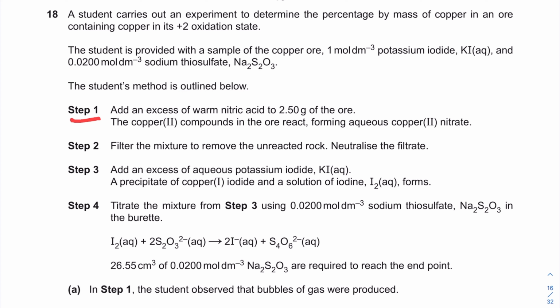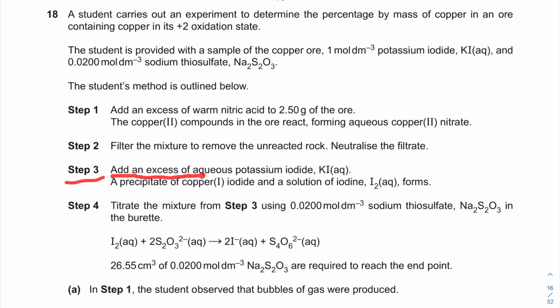Step 1. Add an excess of warm nitric acid to 2.5 g of the ore. The copper(II) compound in the ore reacts, forming aqueous copper(II) nitrate. Step 2. Filter the mixture to remove the unreacted rock. Neutralize the filtrate.